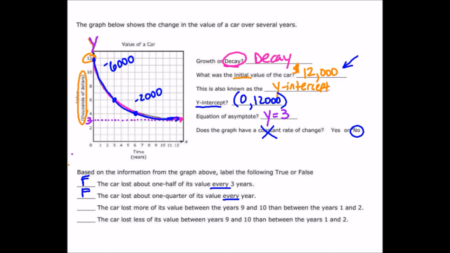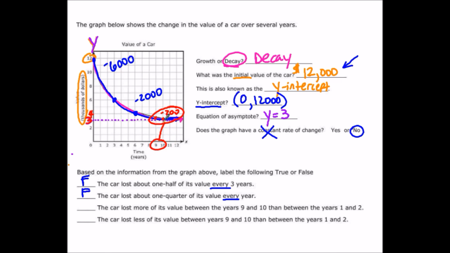Now, the next part says the car lost more of its value between years 9 and 10 than it did between years 1 and 2. Let's see, from 9 to 10, I'm going right here to right here. I want to say maybe $200 from right there. It only lost $200 in value. It's close because this is 3,000 and this is 4,000, and that's way between there. So between 9 and 10, it lost $200.